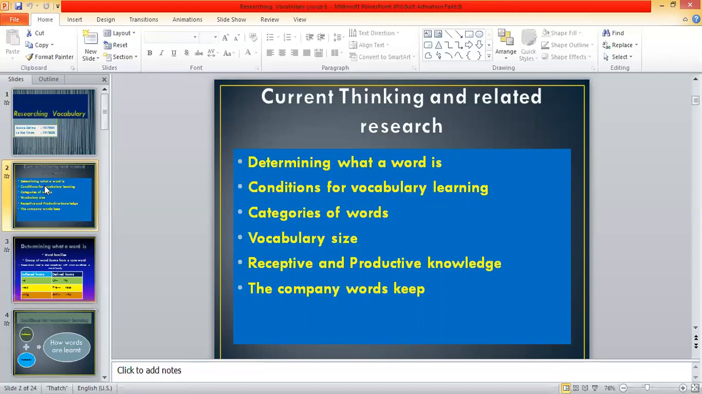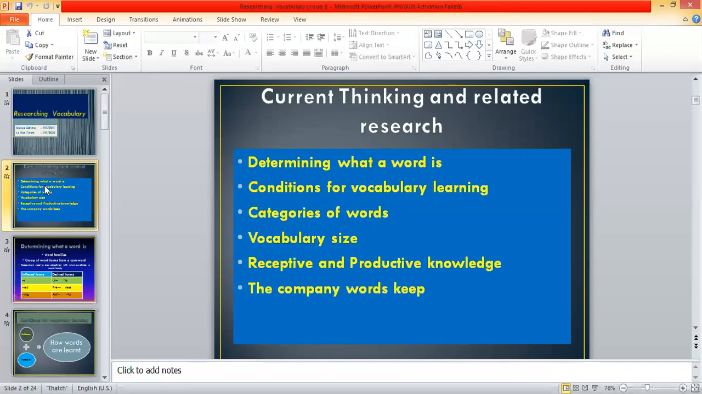The next one is receptive and productive knowledge. Let's say we all know about receptive skill and productive skill. Receptive is related to listening and reading skills. On the other hand, productive skill is about speaking and writing. So it's also the same thing in our vocabulary research as well. I'm going to explain this in more detail in the next slide.